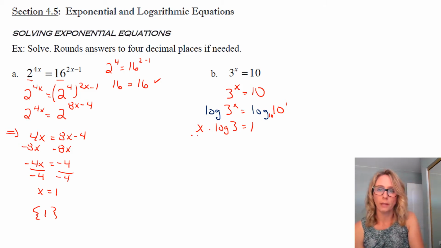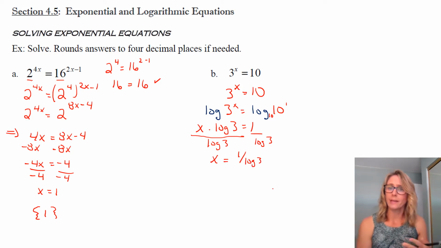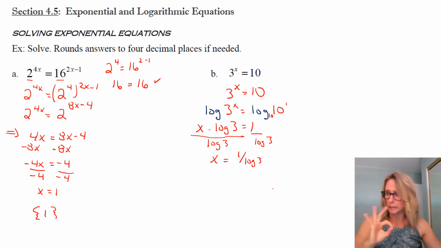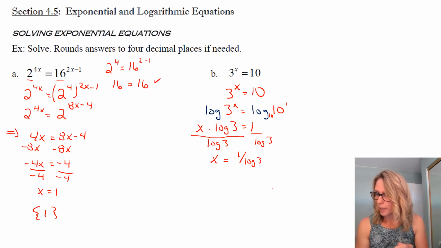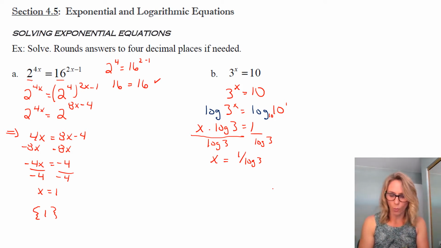So because of that, we can divide both sides by log 3 and get x equals 1 divided by log 3. And that is, like I said, just a number. That's the exact answer. However, if you were to put that in the calculator, so 1 divided by log 3, you're going to get the decimal approximation.